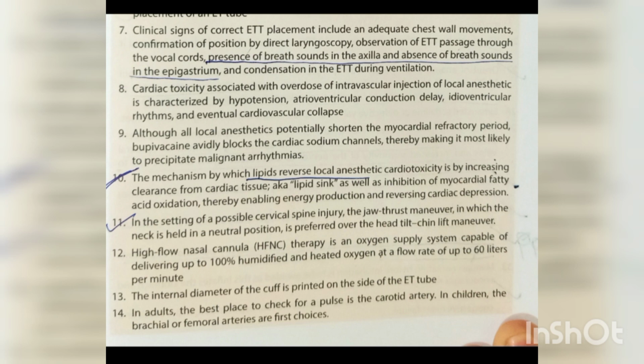The mechanism by which lipids reverse local anesthetic cardiotoxicity is by increasing clearance from cardiac tissue, also known as lipid sink, as well as inhibition of myocardial fatty acid oxidation, thereby enabling energy production and reversing cardiac depression.